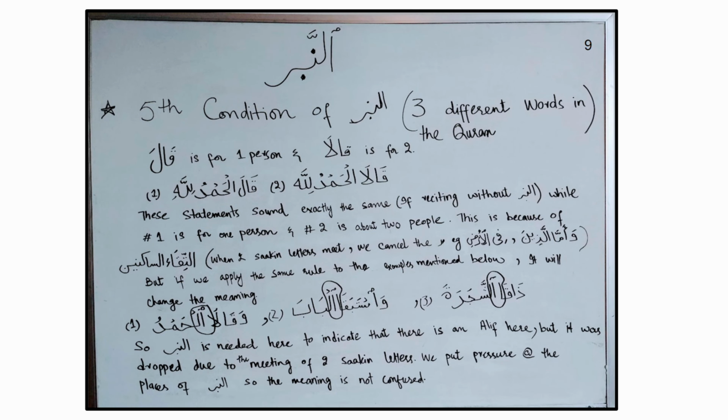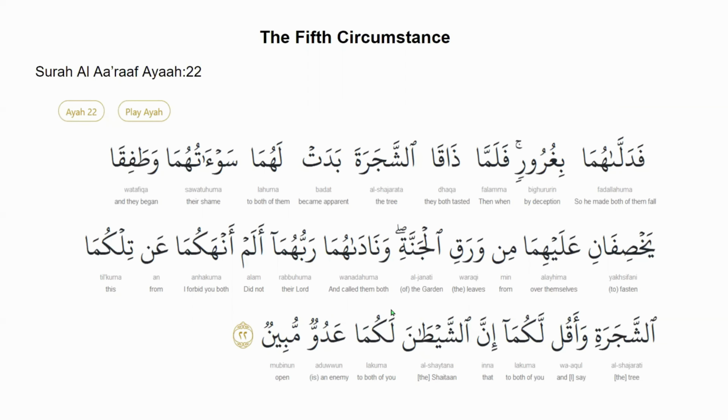وَقَالَ الْحَمْدُ لِلَّهِ. And there you can see ayah number 22 of Surah Al-A'raf, that ذَاقَ means they both tasted. Ash-shajarata, the tree. They both tasted from the tree. So if I only say the shajarata, I will change the meaning from they both to one person. And this is what I have to avoid by doing Nabr here.